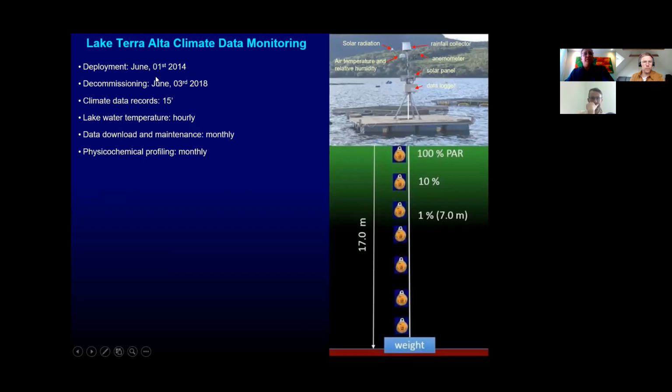So in June 2014, we assembled a low budget climate monitoring system and water temperature system. It started to work in June 2014 and ran until June 2018. Climate data were recorded every 15 minutes and lake water temperature every hour. We did data download and maintenance of the system once a month, and physical chemical profiling once a month again.